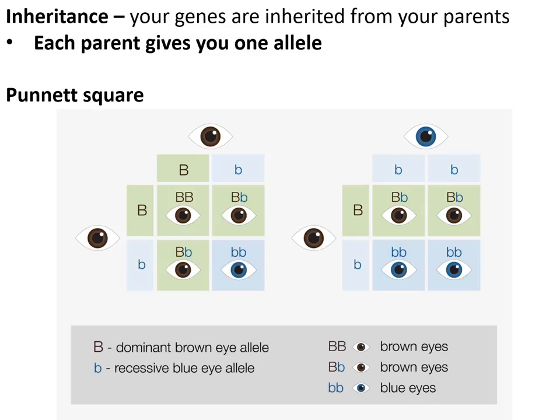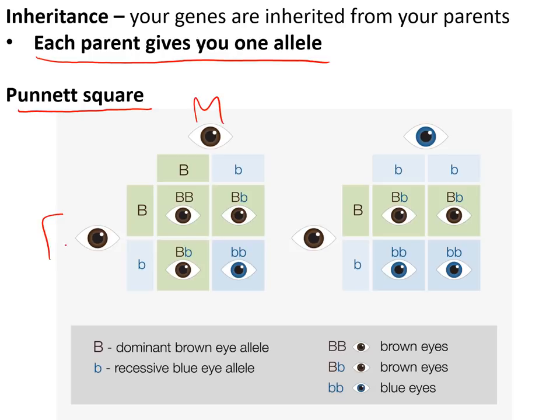Now, our genes are inherited from our parents. So each parent gives us one allele of each gene. And we can understand this using something called a Punnett square. Now, a Punnett square is used to predict the likelihood of different offspring based on knowing the genotype of the parents.